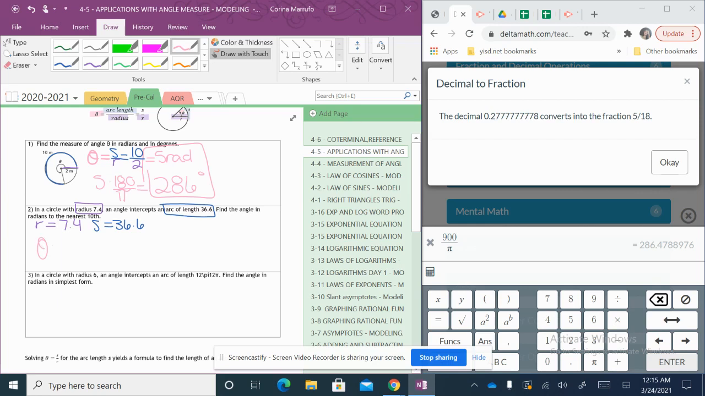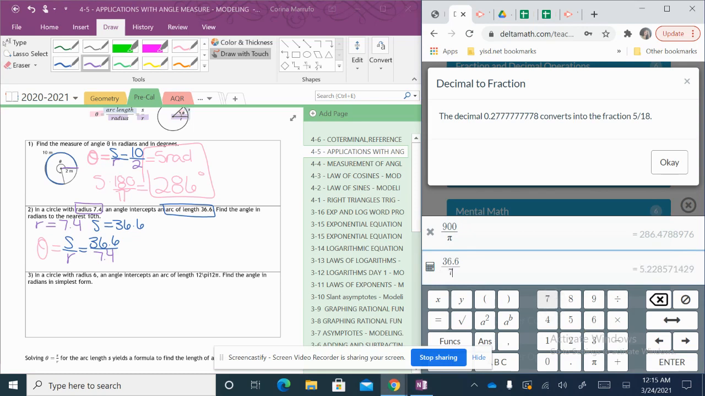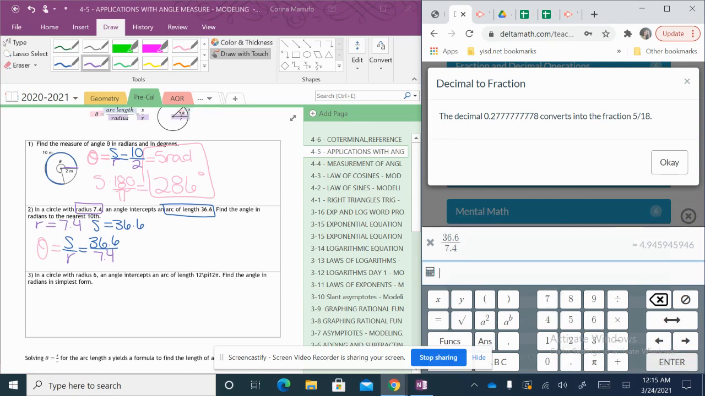So we use the formula theta is equal to s over r. We know that s is equal to 36.6, and our radius is equal to 7.4. If I put that in my calculator, 36.6 divided by 7.4, that gives me 4.94. They want us to round to the nearest tenth, so it's just going to be 4.9 radians.